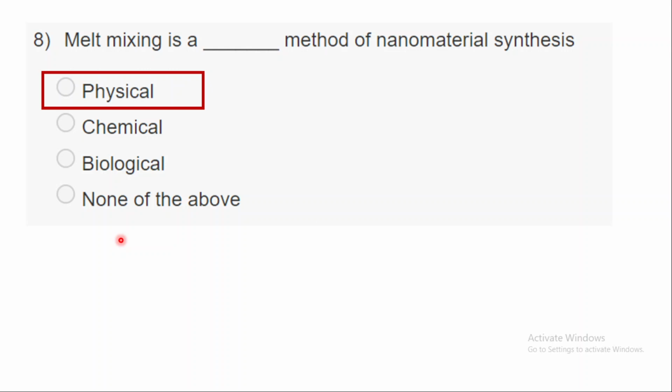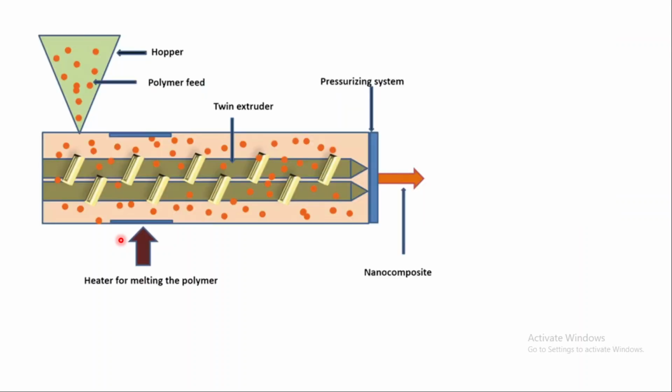If the starting materials of melt mixing are two nanoparticles, then that will be a bottom up approach, since we are using a smaller template to synthesize another nanomaterial. But if the starting material of mixing is a bulk material, then that will be a top down approach. We are breaking down the bulk material for nanomaterial synthesis. So now let's look at what the melt mixing process is.